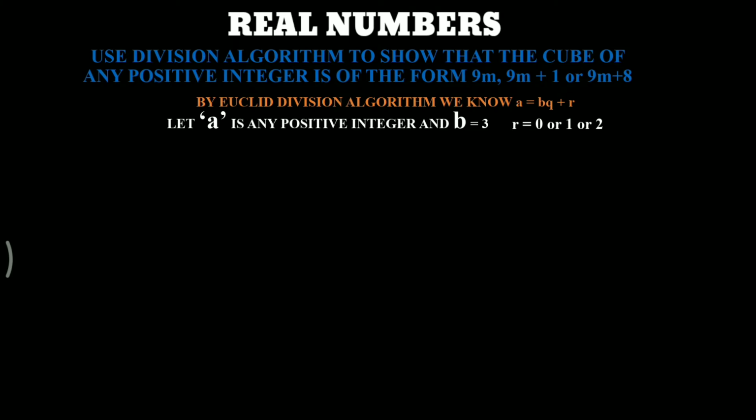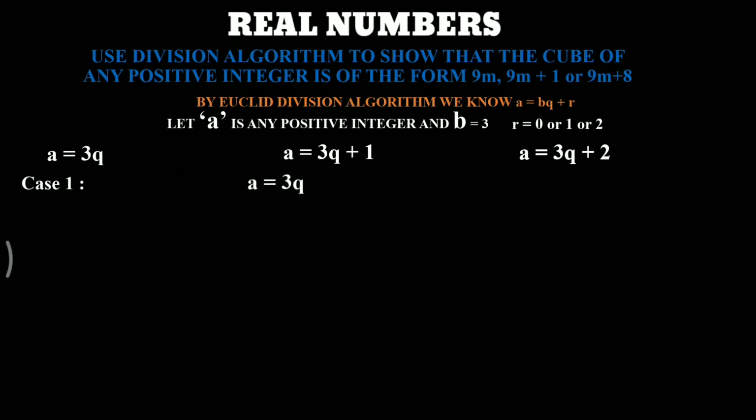As we have 3 different r values, we get 3 different cases: a is equal to 3q, a is equal to 3q plus 1, a is equal to 3q plus 2. Let me solve these 3 different cases. So let me take the first one.